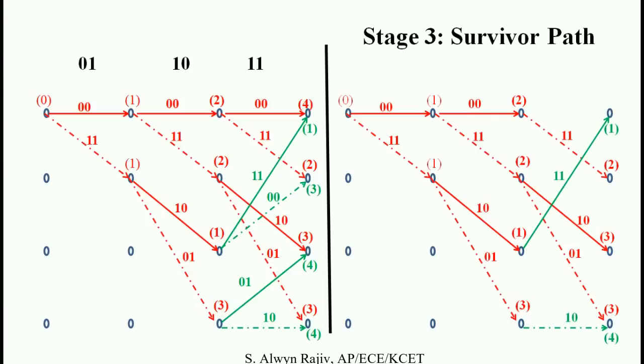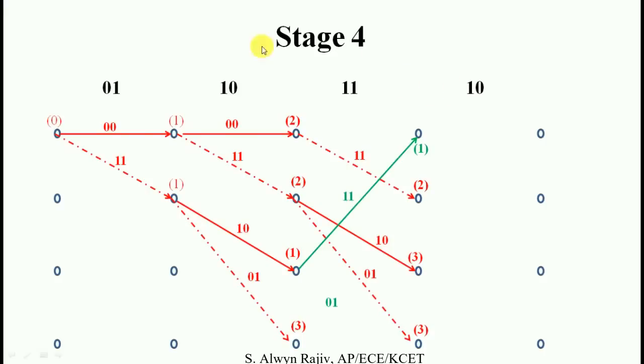Finally, the D. There are two metric values. One is from B, one is from D. The D value becomes maximum. Therefore, this value is discarded. This is the stage 3 survival path. The stage 3 survival path is used in stage 4. This is stage 4. Next, in stage 4, we are receiving the received code word 1 0.